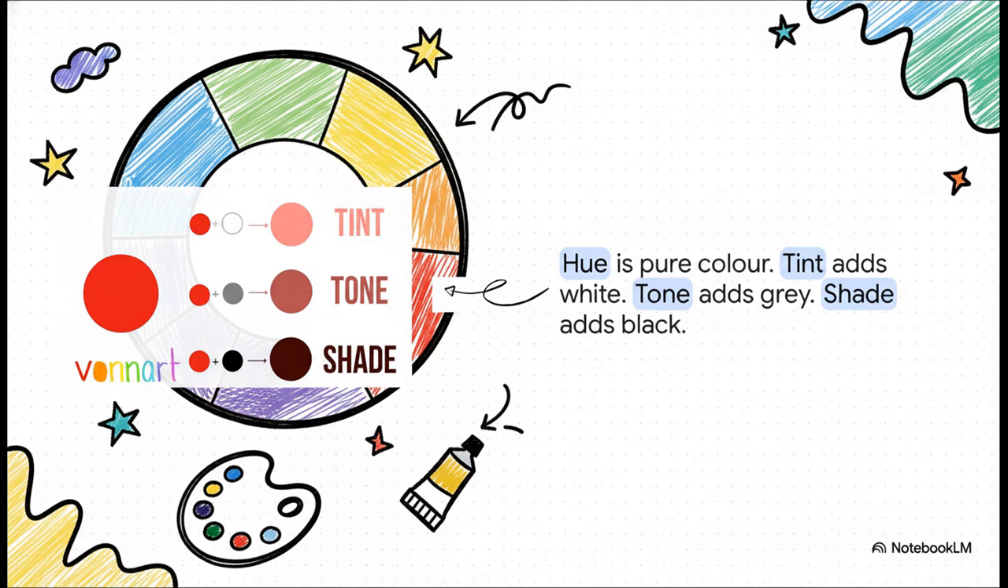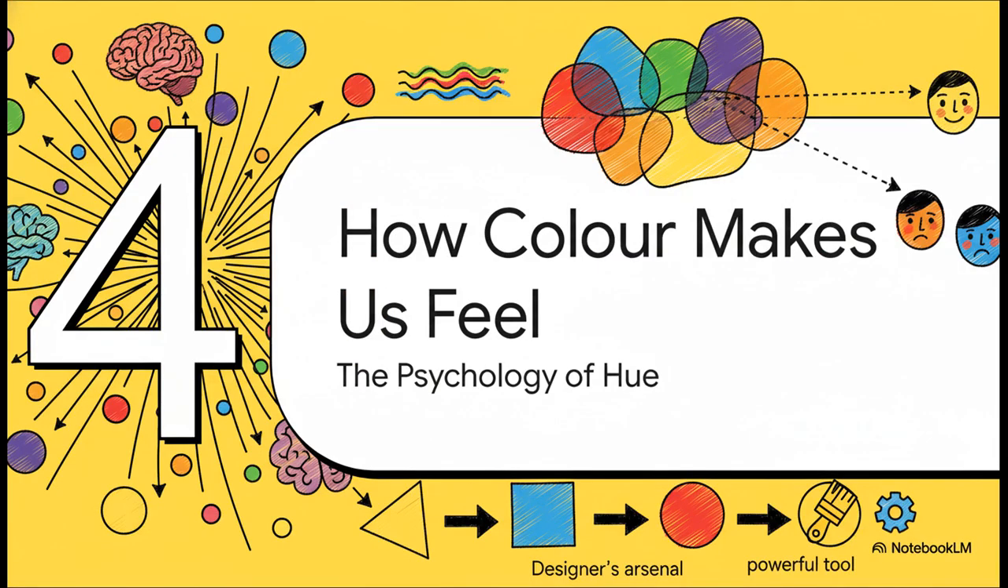A hue is just the pure basic color from the wheel. But from that one hue, you can create an entire family. Add white to make it lighter, that's a tint. Add black to make it darker, that's a shade. And add gray to mute it, that's a tone. This is how you create a clear visual hierarchy, guiding the viewer's eye from the most important thing to the least. So now we know the rules of color.